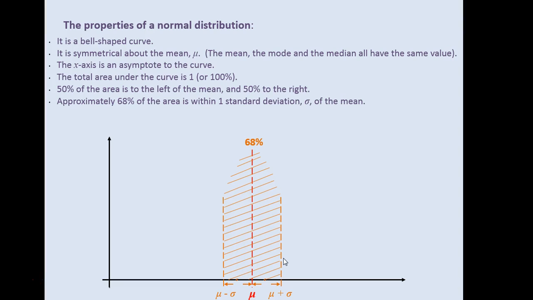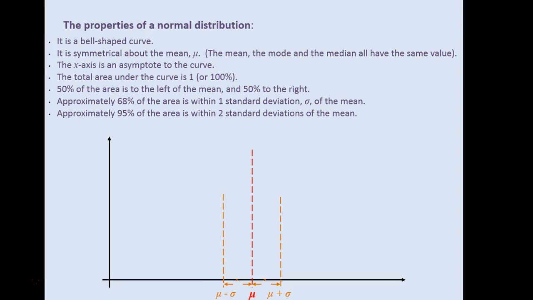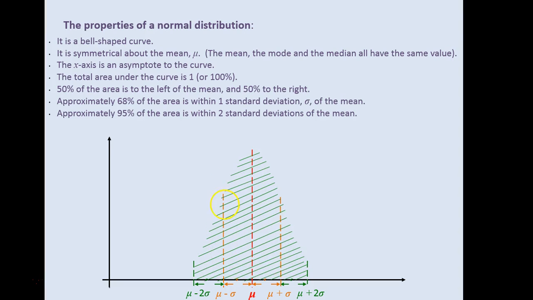So here we go. The next number that I threw at you, within 2 standard deviations. So I'm going to go 1 more standard deviation to the left and 1 more to the right. And so now the green area represents 95% of all of my data. We are within 2 standard deviations of the mean total.